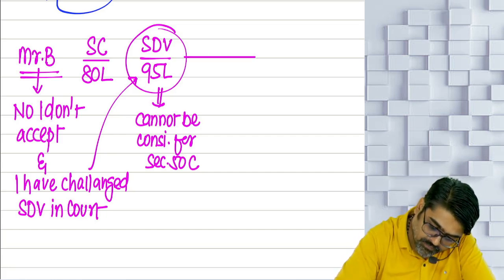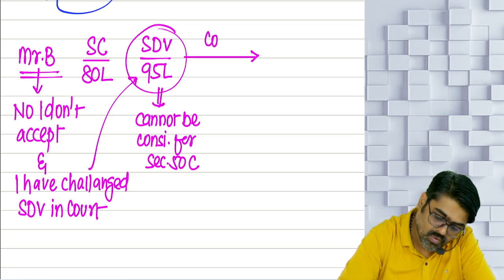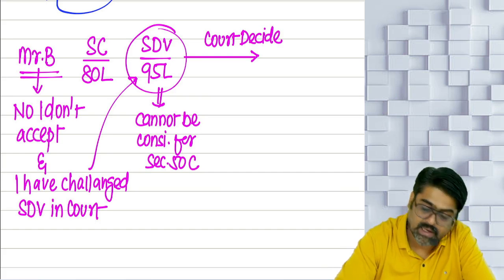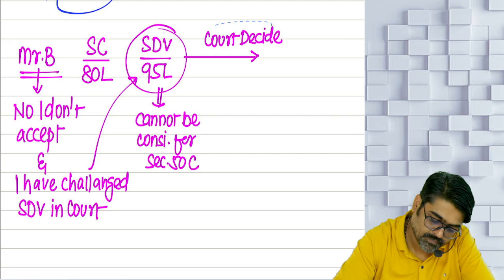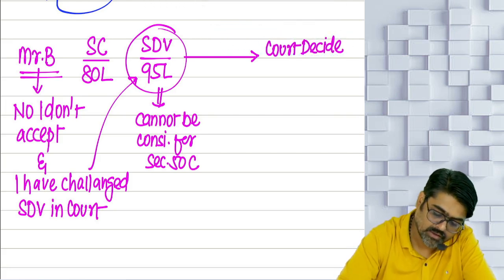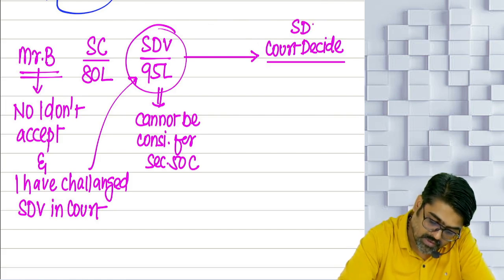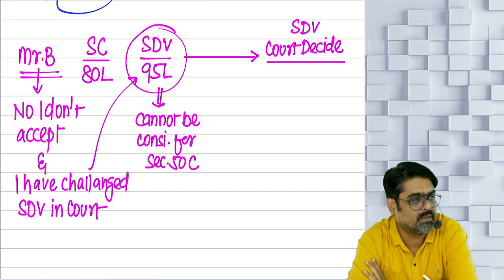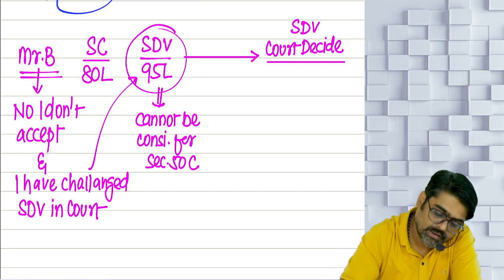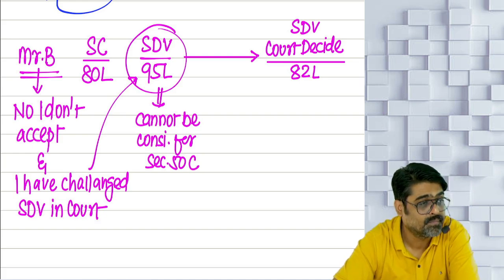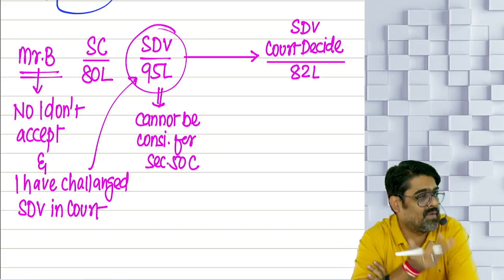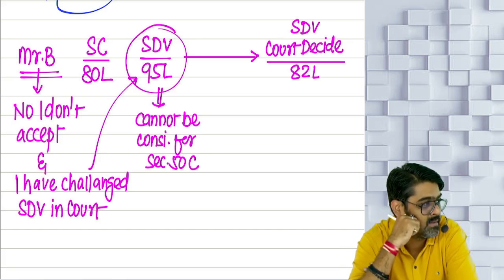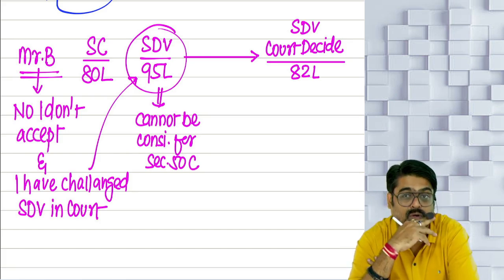This stamp duty value, which was challenged, the court will decide. And the court can decide what stamp duty value? Come on, tell me. What stamp duty value will the court decide? Can the court say that the stamp duty value is 82 lakhs? Yes or no? Then 82 lakhs will be taken. But 95 cannot be taken. 95 is a subject matter of appeal. That is the disputed stamp duty value. Yes or no?